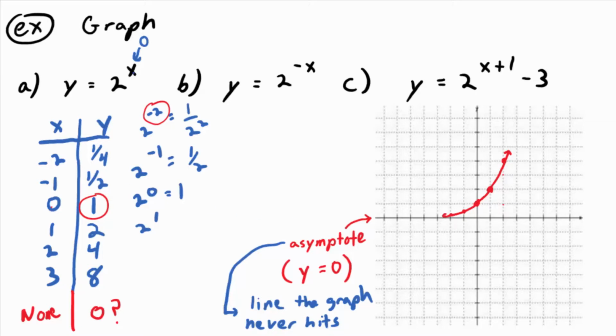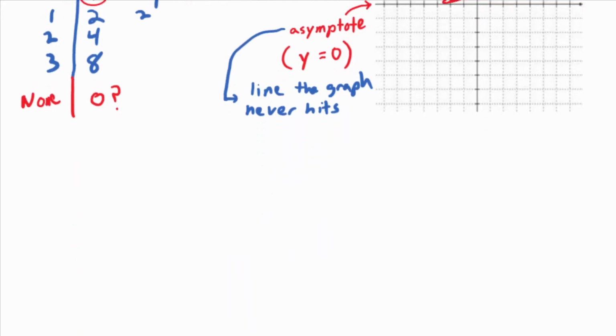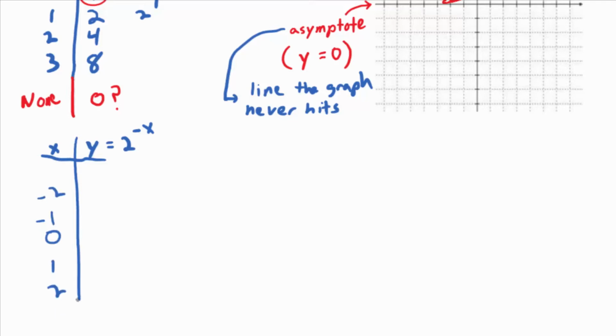Okay, so then what would it look like if we graphed in part B y equals 2 to the negative x? So let's do another chart. In this one, y equals 2 to the negative x. So let's plug in the same values, 0, -1, -2, and just 1 and 2. I won't plug in 3.